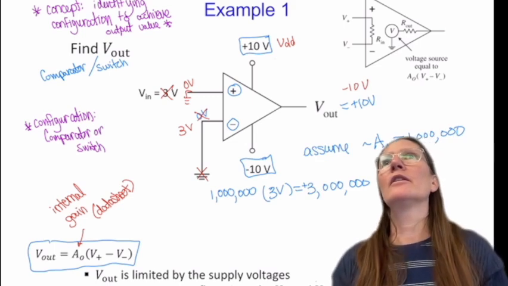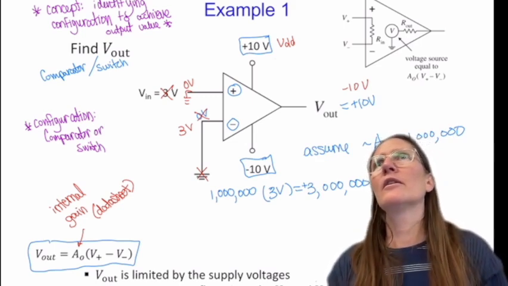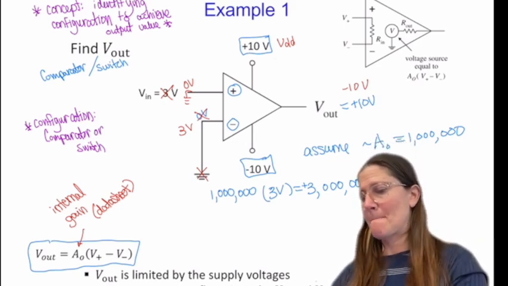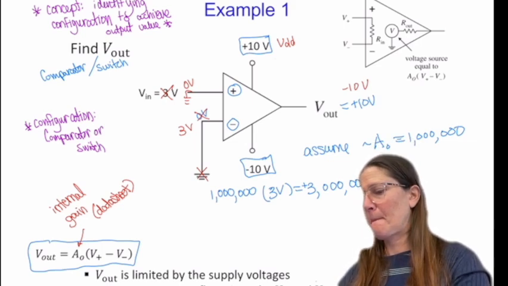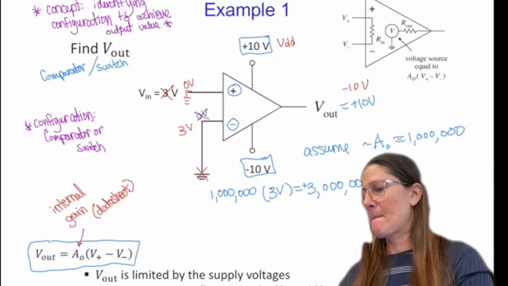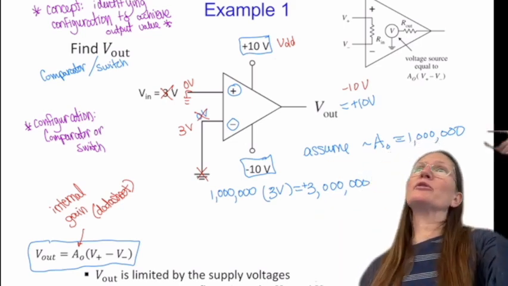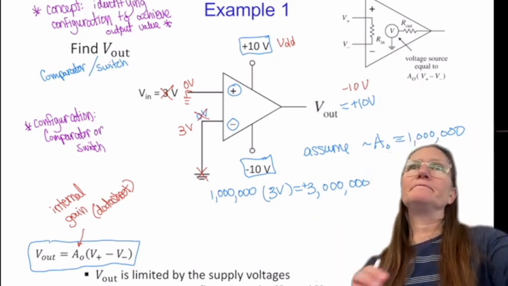So what you've done with the 1 million times 3 volts, that's just that equation down there. Uh-huh. And then we get V out equals plus 3 million, but because that's positive and only 10 volts are being put into it, it just stops at 10. Correct. As soon as 10. Yep, so it can only go as far as what's supplied.